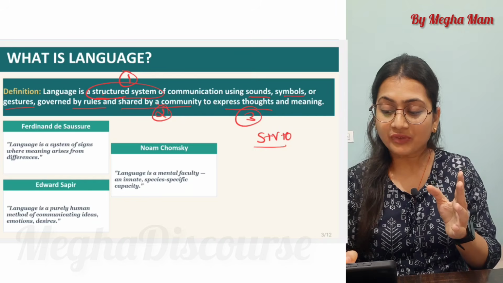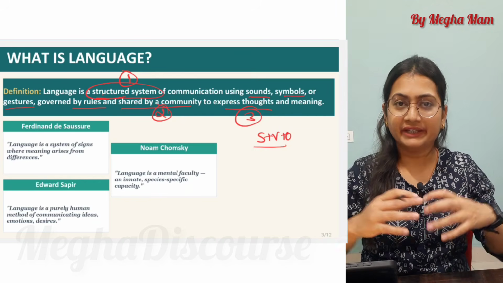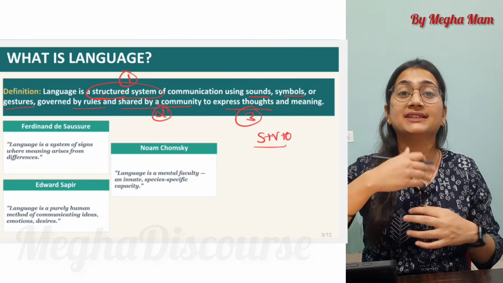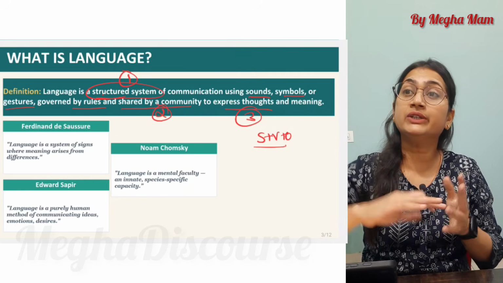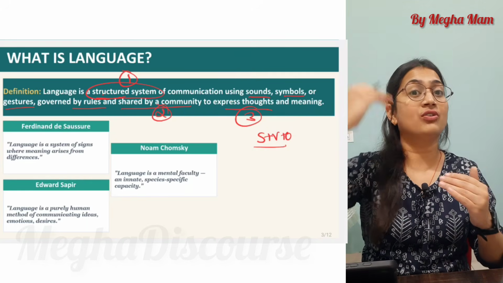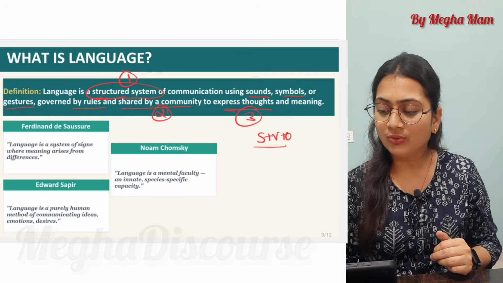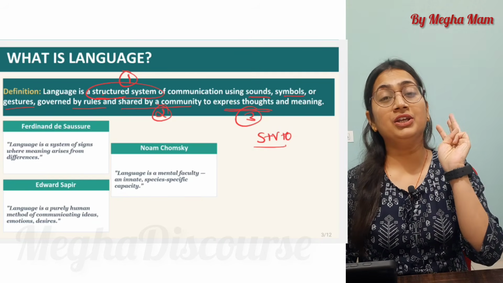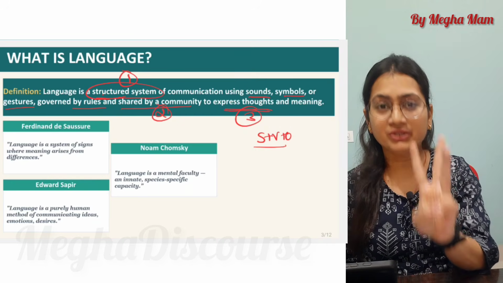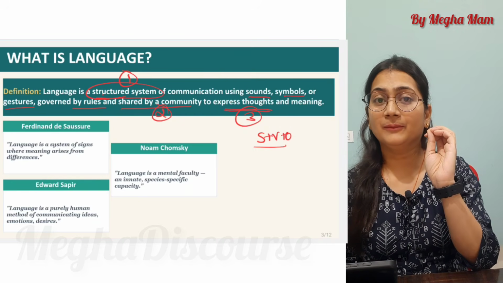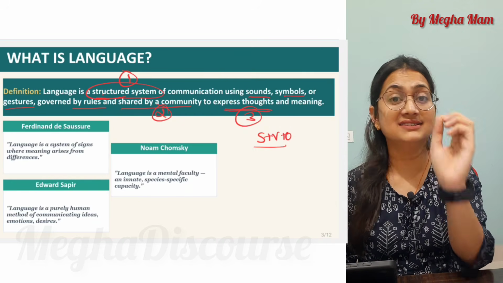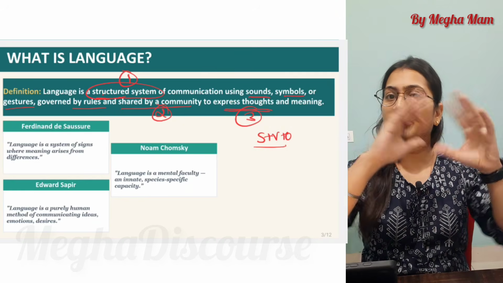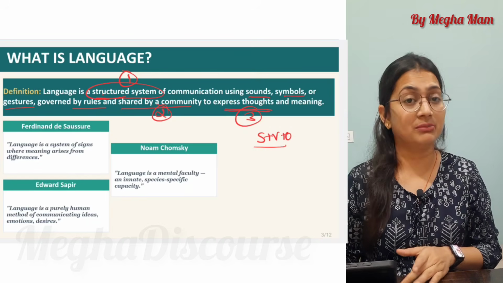Okay, then community. In our peer group, in our society, we can communicate, we can express our internal thoughts into external words. That is transmission of thought. Then expression: to express thought and meaning. So these are 3 pillars, and if you are not getting these 3 pillars, then you cannot understand the concept of language. If one is missing, then the whole definition of language will be diminished.